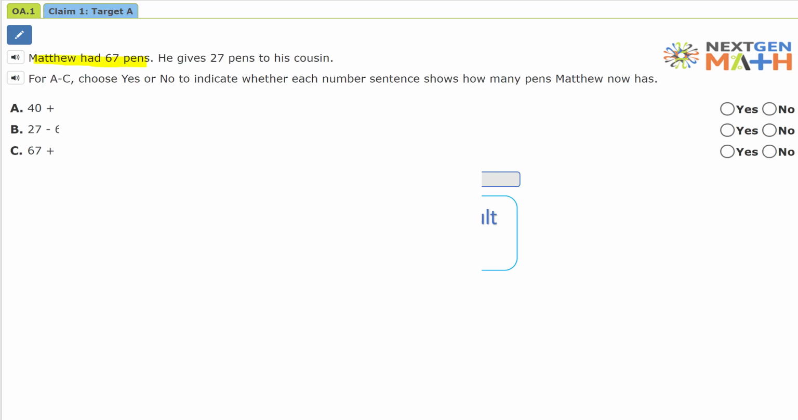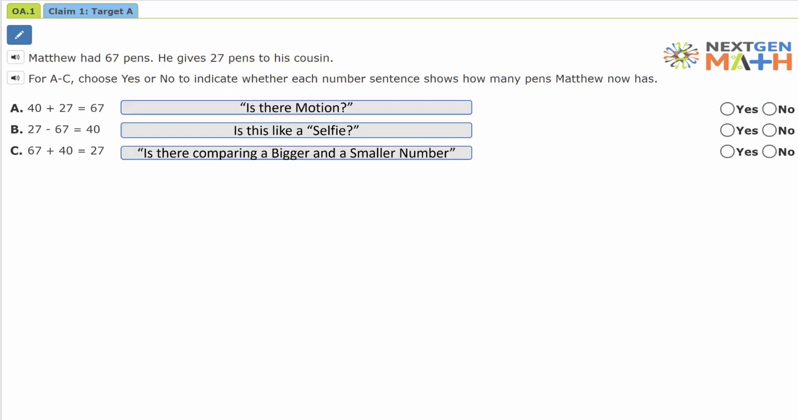Matthew had 67 pins. He gives 27 pins to his cousin. For A through C, choose yes or no to indicate whether each number sentence shows how many pins Matthew now has. Let's reread the question and decide if there is motion in the problem. Is this like a selfie, or is there comparing a bigger and smaller number?